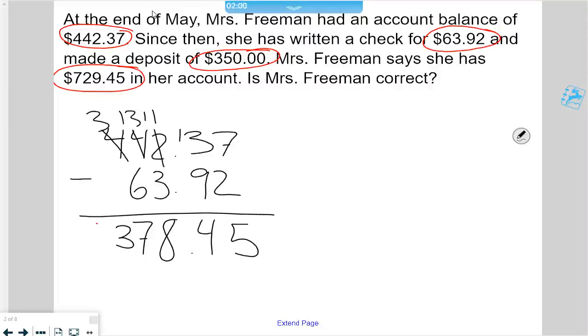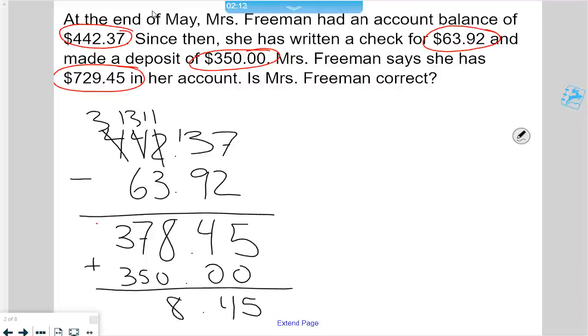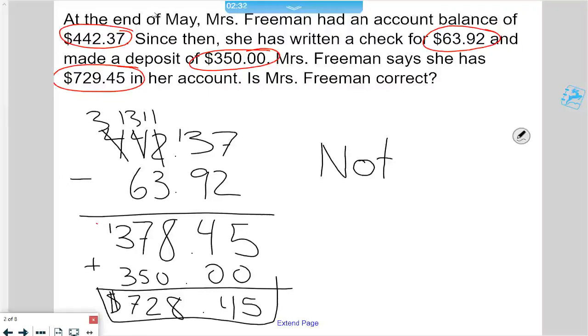Now, she made a deposit of $350. So that is an addition. So we're going to write $350. I get 5 and 4. 8, 12, carry the 1, 3, 6, 7. So my total here is $728.48. So in comparing that to $729.45, Miss Freeman is not correct. Nope, she is not.